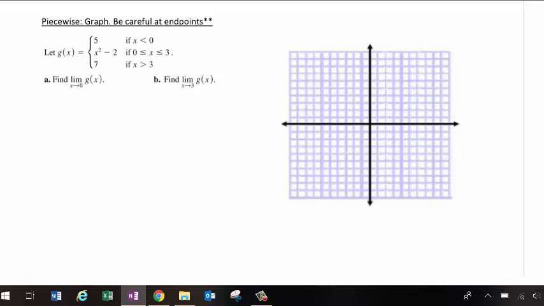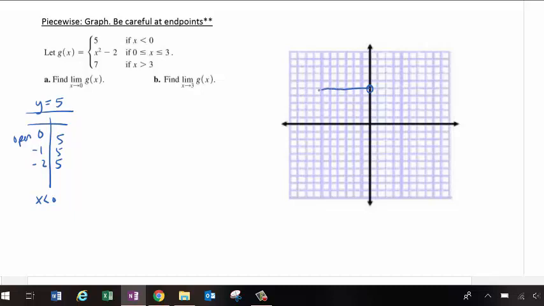We actually broke the graph into different pieces. So for the first piece, g of x is equal to 5, and that's when x is less than 0. So when x is less than 0, it doesn't matter what I plug in, but 0 is going to be my open, so make sure you write that. And I'm less than 0, so -1, -2. It's always going to be 5. So I'm going to go and plot those. So 1, 2, 3, 4, 5. It'll be open here, and it's a constant. So that's my first graph.